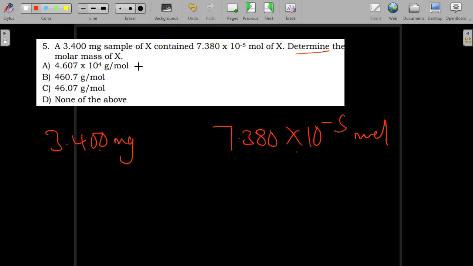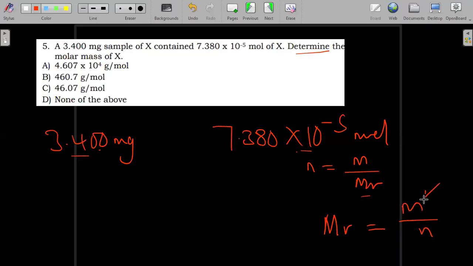We know that moles are equal to mass over molar mass. So here we have the mass and we have the moles, it means we can find this molar mass. We make it the subject of the formula: molar mass is equal to mass over moles. But make sure that your mass here is in grams, and these moles are always in moles. So it means we have to change this milligrams to grams.